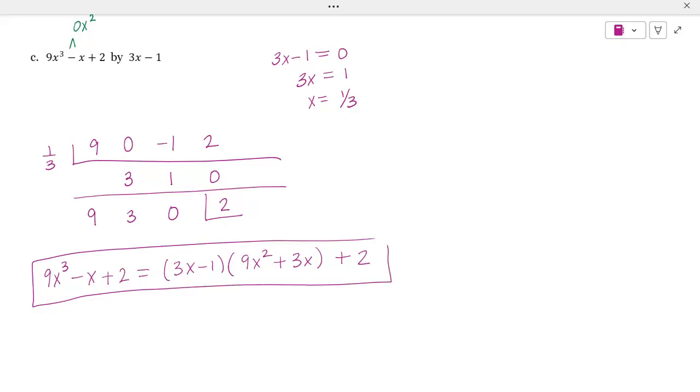Again, we're going to use both long and synthetic division in the next section to factor polynomials completely, so we can use that for graphing.